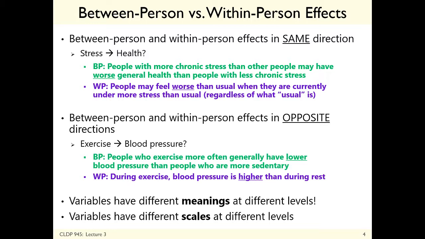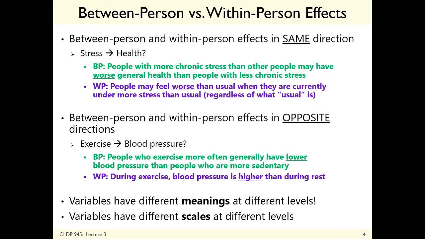It's also the case that you might have effects in opposite directions. So this is an example that is in the book: exercise and blood pressure. To the extent that low blood pressure is a proxy for good health, people who exercise more have lower resting blood pressure.